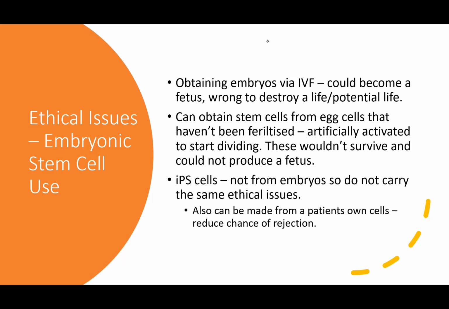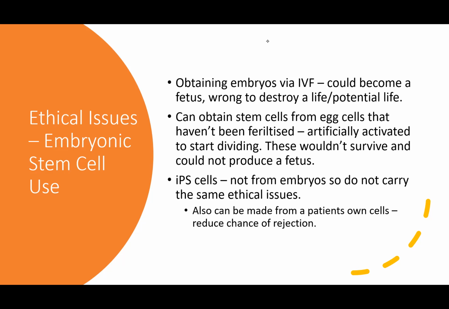how people view this. Some people have fewer objections to stem cells being obtained from egg cells that haven't been fertilized by sperm, but they've been artificially activated to start dividing. This is because the cells couldn't survive past a few days and wouldn't produce a fetus if we placed it in a womb. Other people think that scientists should only use adult stem cells because their production doesn't destroy an embryo, but adult stem cells can't develop into all the specialized cell types that embryonic stem cells can.